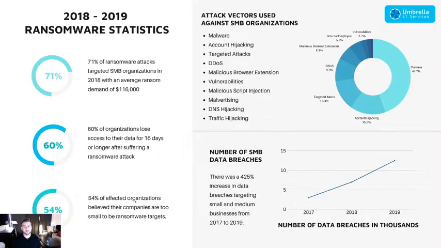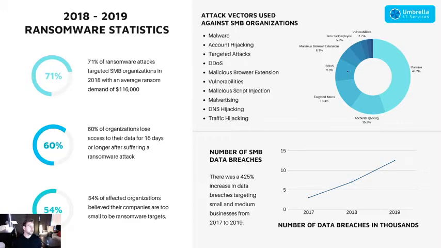Looking up here in the top right corner, we can see the attack vectors used against small and medium business organizations, and that would also include nonprofits. And you can see here the overwhelming majority of the types of attacks that came up were malware attacks. Below that, we have account hijacking. So this would be where someone gets access to your account online. Not very good. And then we've got targeted attacks, where people actually have their business hacked.